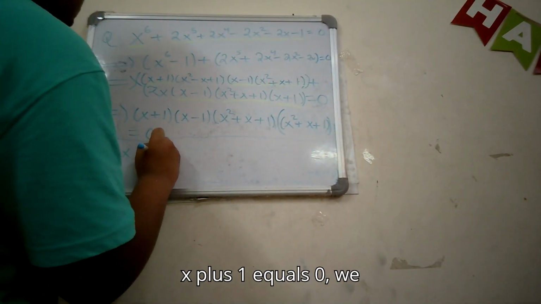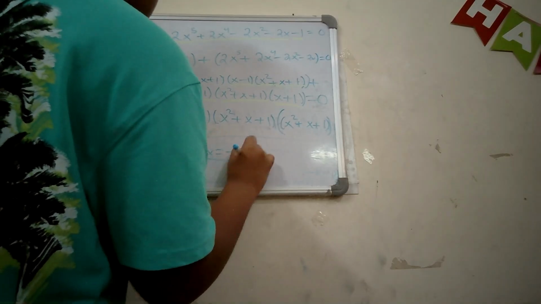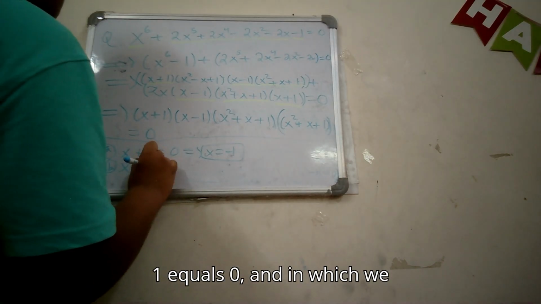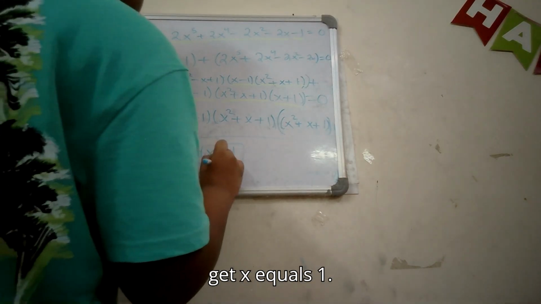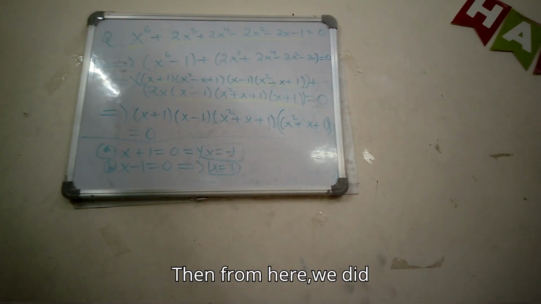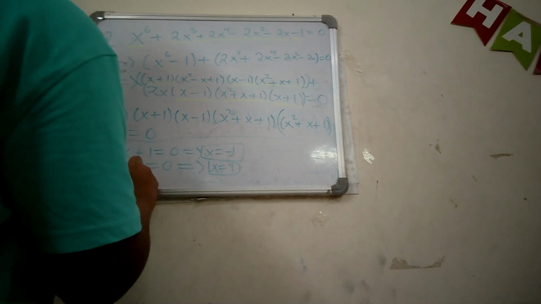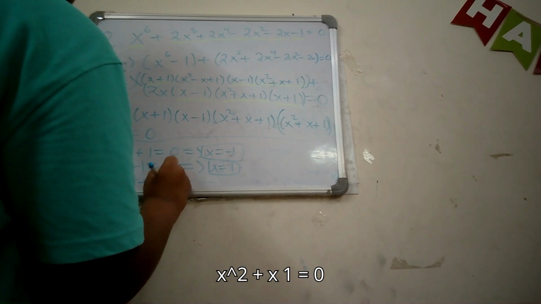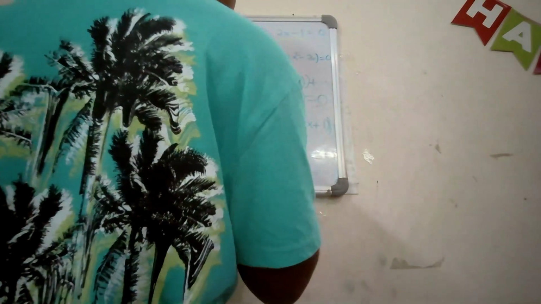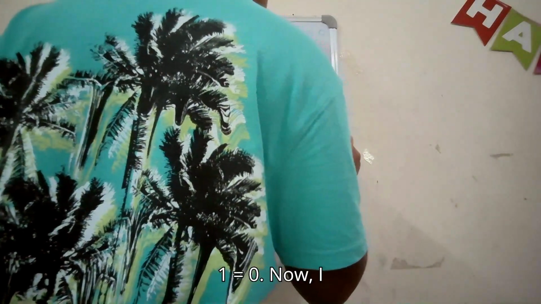x plus 1 equals 0. We get x equals minus 1, the first real root. Then we have x minus 1 equals 0, in which we get x equals 1. Then from here we get C, which is x squared plus x plus 1 equals 0. And D, again, which is x squared plus x plus 1 equals 0.